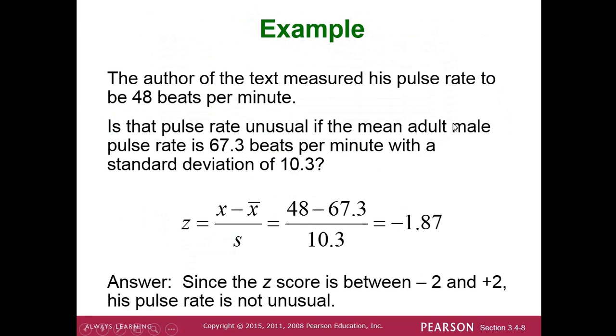So the author of the textbook measured his pulse rate to be 48 beats per minute. He was nice and relaxed while making problems to stress you out. Subtract the mean, 67.3, and then divide by 10.3, and you get a z-score of -1.87. Because his z-score is between -2 and +2, his pulse rate is not unusual.